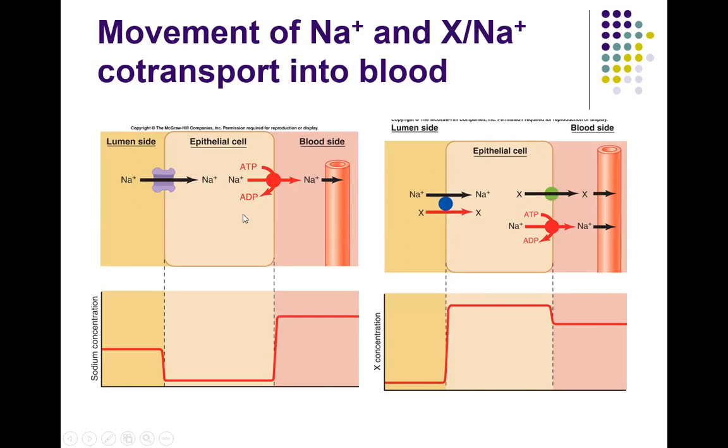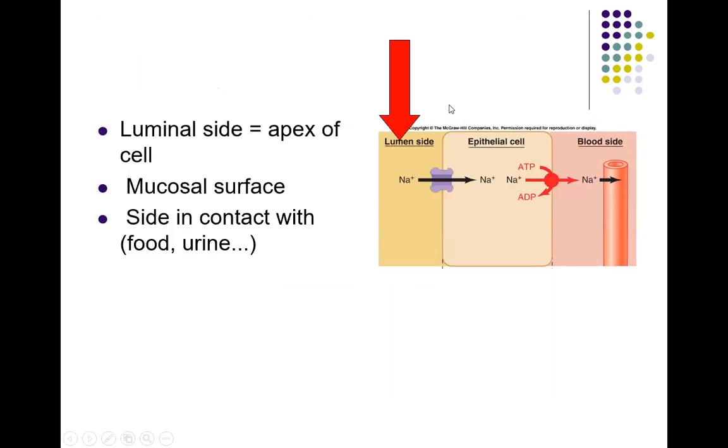So it's a little bit different here because you're going from a lumen side through the epithelial cell and then to that blood. And also sometimes they call it the serosal side as well. So we can kind of see that happening. The movement is a little bit different because you're looking at a lumen side and a blood side and then something passing through that epithelial cell.